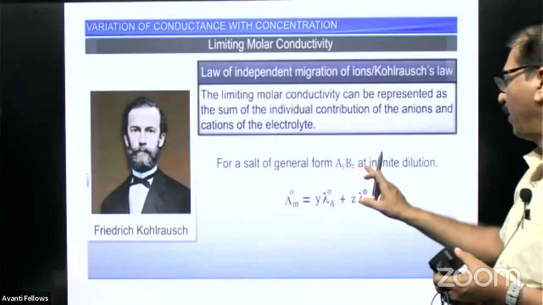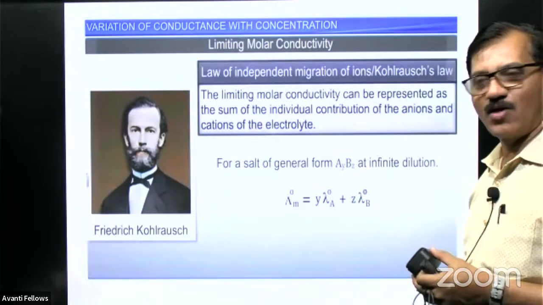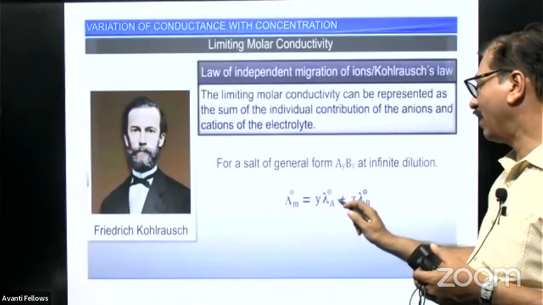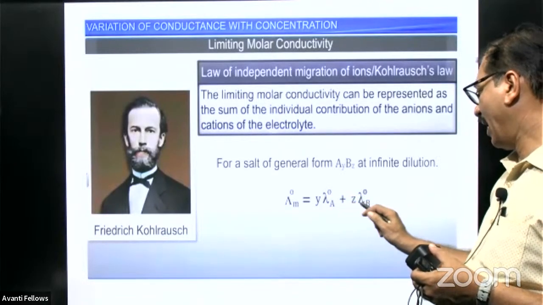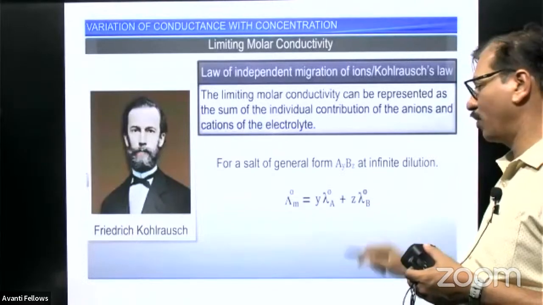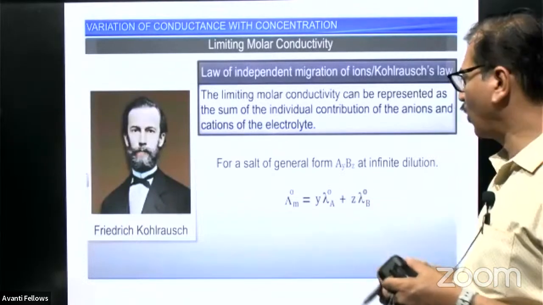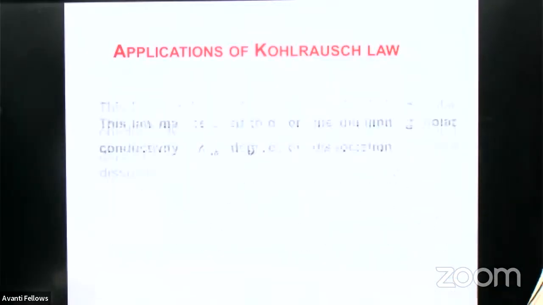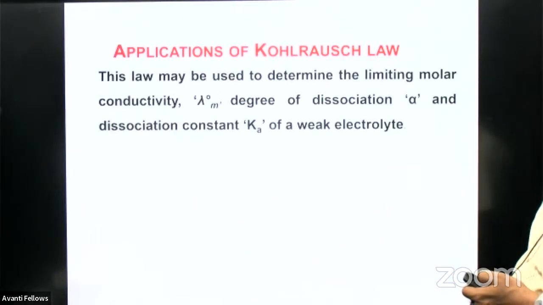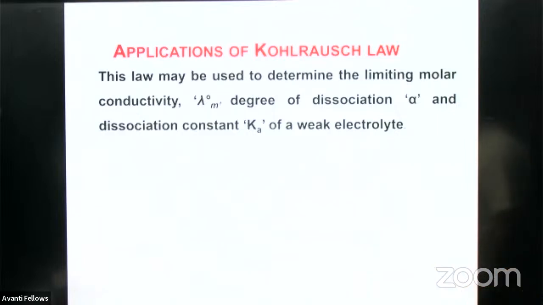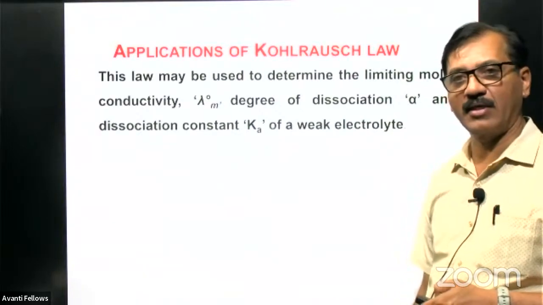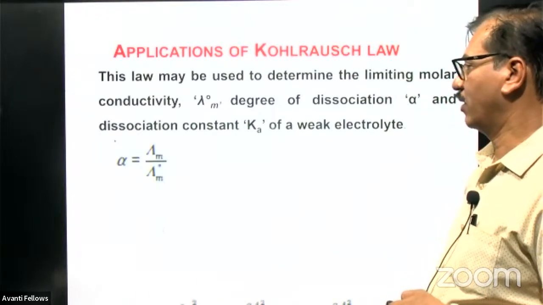Okay, A_yB_z: if it is an ionic compound, then y number of A ions and z number of B ions will be there, and each is an individual contribution. This is the general way of writing. Now, application of Kohlrausch's law. This law may be used to determine the limiting molar conductivity, degree of dissociation, alpha, and dissociation constant. All these things are practically done by using this, right?